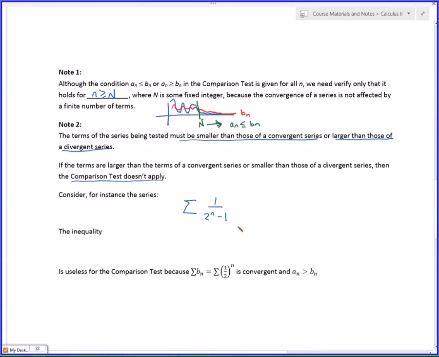It's the same problem I had with the 1 over n squared minus 1, right? 1 over 2 to the n minus 1. How does that compare with 1 over 2 to the n? You throw away the minus 1, the denominator gets bigger, so the whole fraction gets smaller.